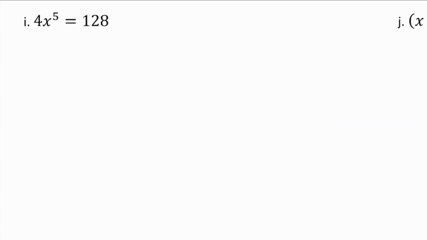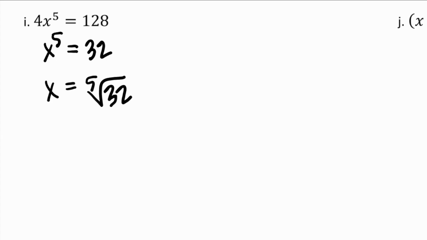Alright, by comparison, this one looks really nice, so I'm going to divide both sides by 4. 128 divided by 4, well, it's like dividing in half twice. So 128 divided by 2 is 64, and 64 divided by 2 is 32. Then I take the fifth root of both sides of the equation, and I don't need a plus or minus because it's an odd root, and the fifth root of 32 is just positive 2.